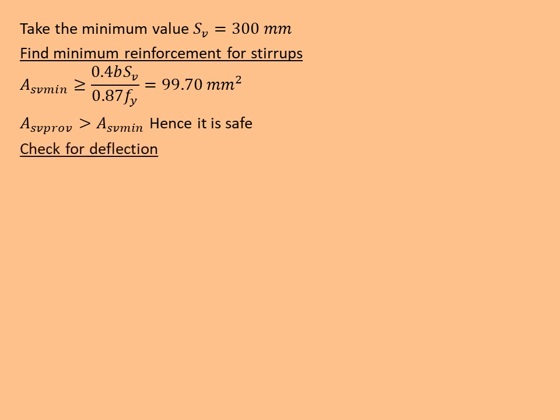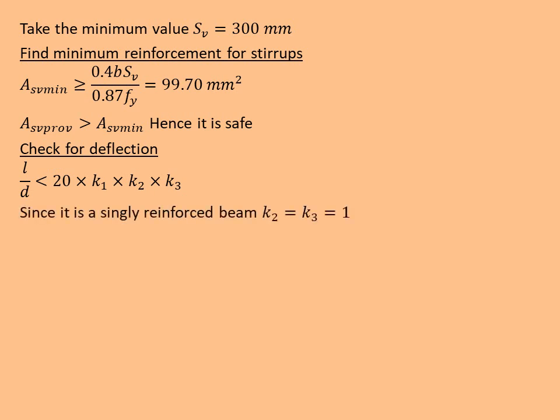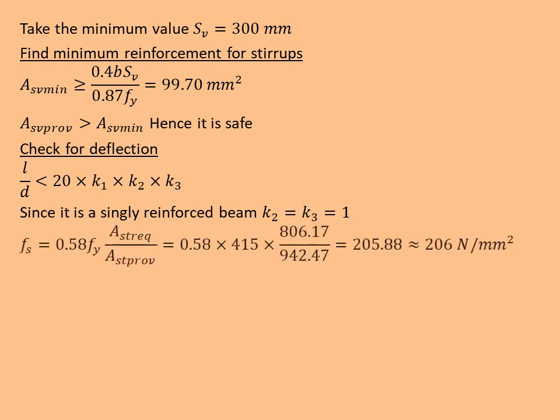Now we check for deflection. Since we found the effective span and we apply shear stress, the chances of deflection is there, right? So the condition is that L by D, that is L effective by effective depth, should be less than 20 into K1 into K2 into K3. Since it is a singly reinforced beam, K2 equal to K3 is equal to 1. Now we have to find K1.